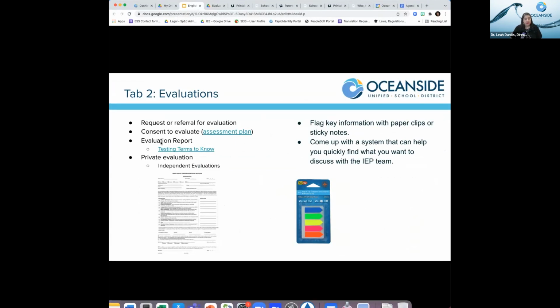We also talked about that here you would put the evaluation report. We also call that the multidisciplinary report, a very fancy term to say it's everyone's testing and review of records and their observations and their interviews all in one big report. Usually it's about 28 to 30 pages and it has a lot of different testing terms in it, and it will be gone over with you during the initial or every 3 years during a triennial.